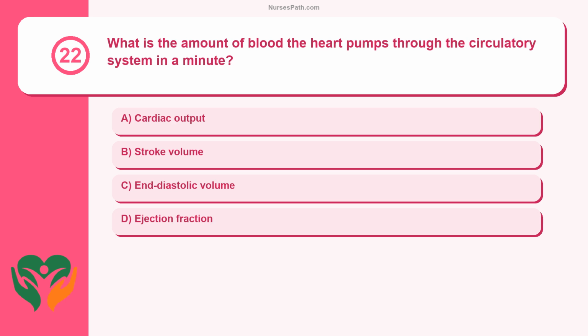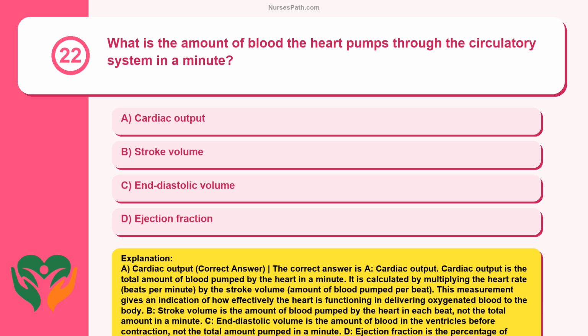Question 22. What is the amount of blood the heart pumps through the circulatory system in a minute? Cardiac output, stroke volume, end diastolic volume, ejection fraction. A. Cardiac output, correct answer. The correct answer is A. Cardiac output. Cardiac output is the total amount of blood pumped by the heart in a minute.